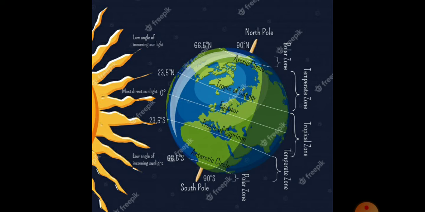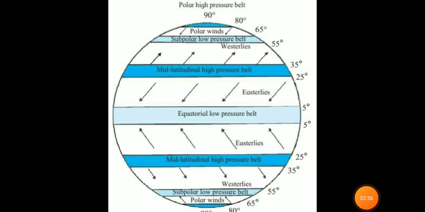As I told you, there are types of climate, that is tropical, dry, temperate, continental, polar. Now this is a diagram of pressure belts and planetary winds. If you see, in some areas between the belts the pressure is high, and in some areas the pressure is decreasing.